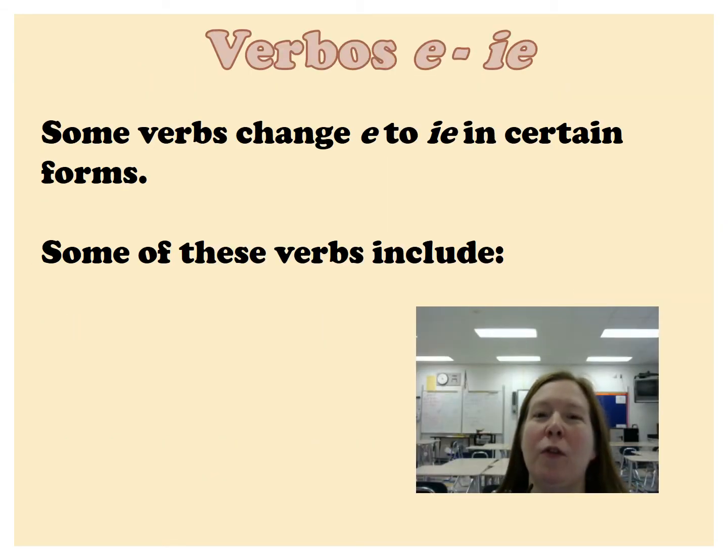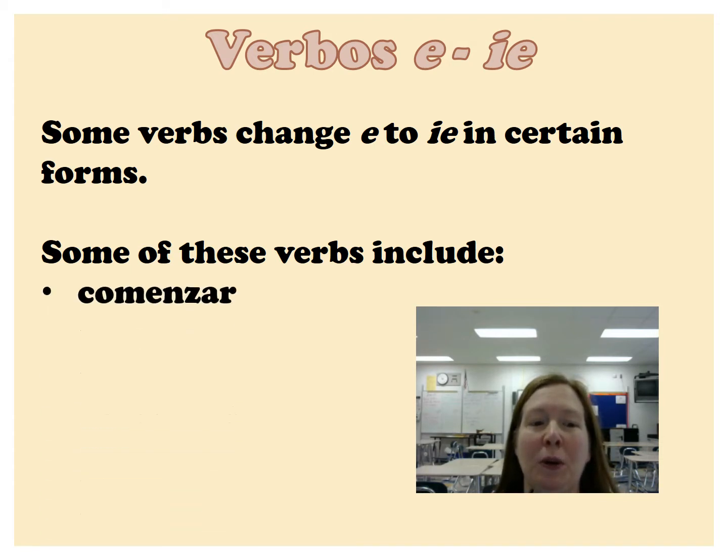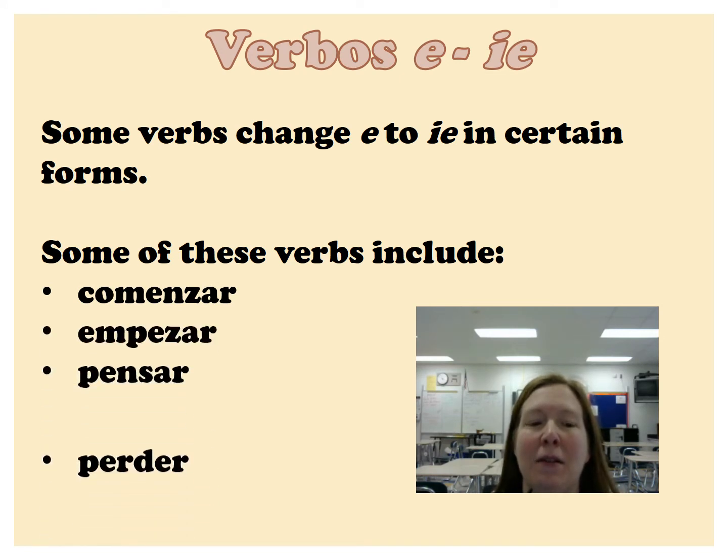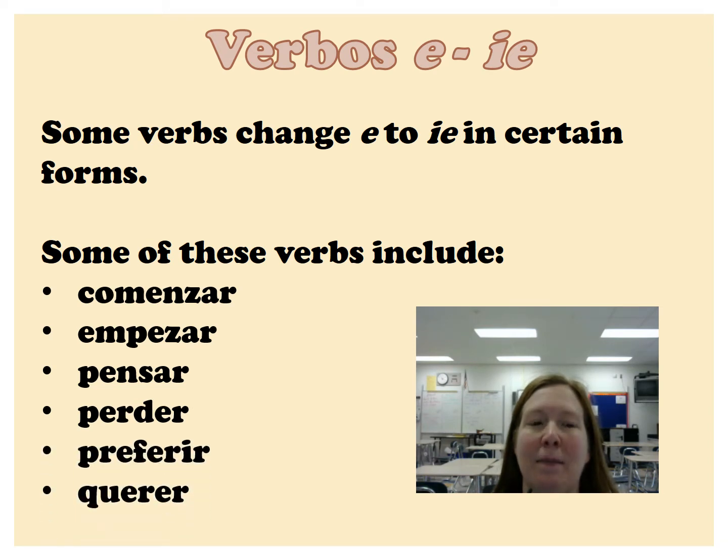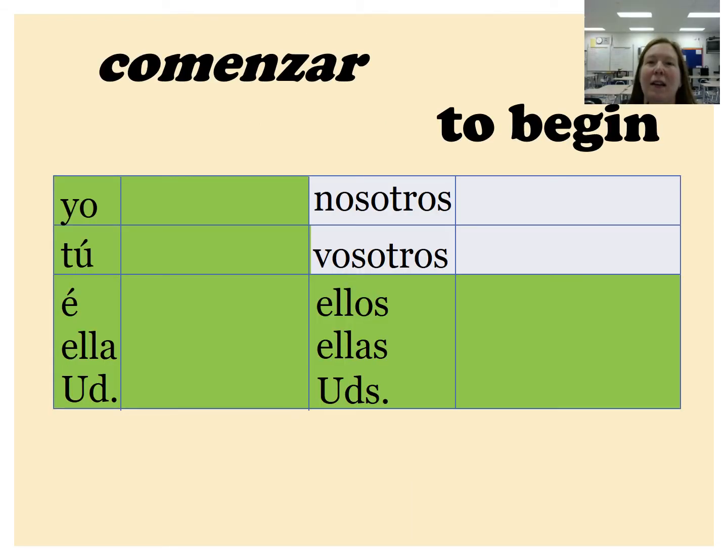Some verbs change from E to IE in certain forms. Examples of these verbs include comenzar, empezar, pensar, perder, preferir, and querer. The example we're using today is comenzar, to begin. Not all forms make this change, but some forms change this E to IE in the present tense before adding your regular endings. Yo comienzo.